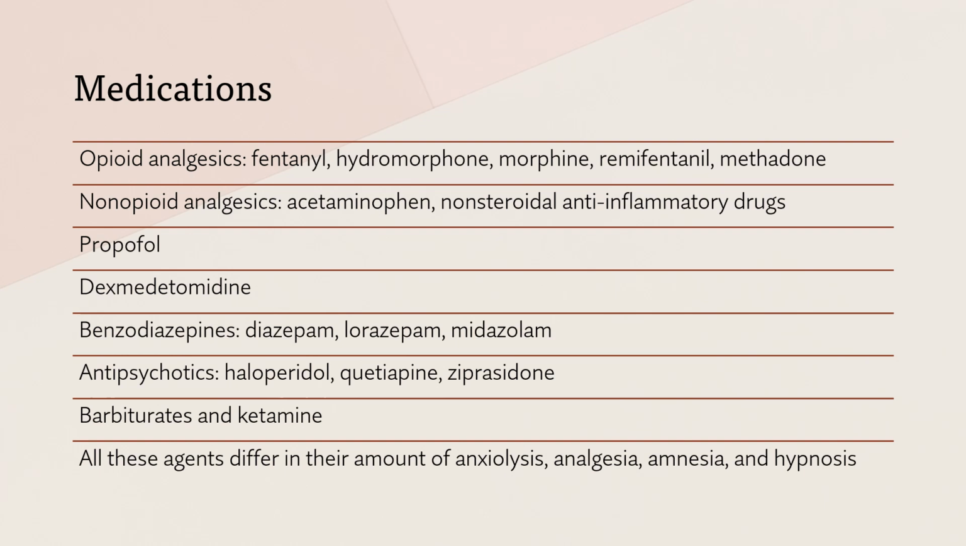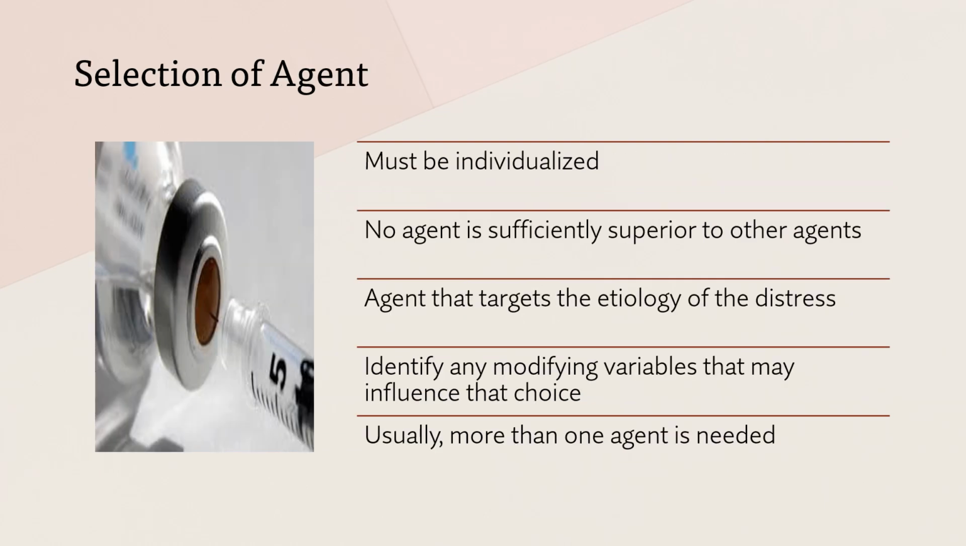Sedative analgesic medications that are commonly used in the intensive care unit include opioid analgesics like fentanyl and remifentanil, non-opioid analgesics like acetaminophen, propofol, dexmedetomidine, benzodiazepines, antipsychotic medication, and sometimes barbiturates and ketamine. All these agents differ in their amount of anxiolysis, analgesia, amnesia, and hypnosis. Selection of an agent must be individualized, since no sedative analgesic agent is sufficiently superior to other agents to warrant its use in all clinical situations.